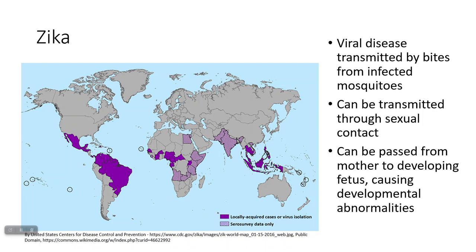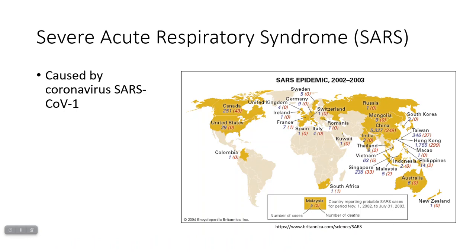And one of the big problems with that is that it can pass from a mother to her developing fetus, causing developmental abnormalities that can be actually pretty severe or that can cause miscarriage as well. So notice Zika is also a mostly tropical, subtropical disease because that's where mosquitoes tend to live.